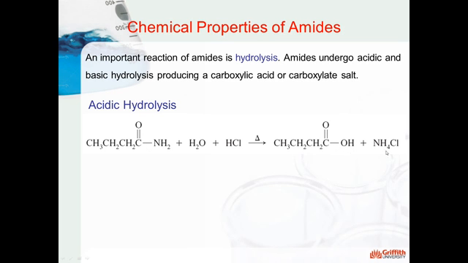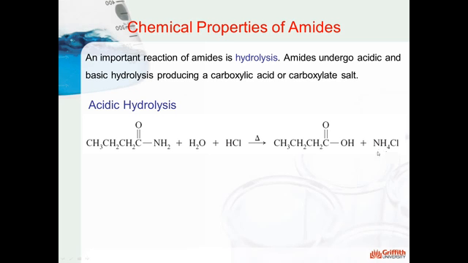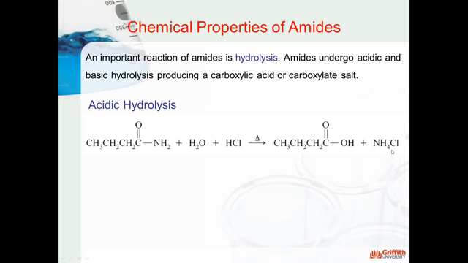This is like the reverse of the amide bond formation. We've got a carboxylic acid here, and then rather than an amine, this is just the salt of an amine. So this is the ammonium salt. In this case it is ammonium chloride because the acid we used was hydrochloric acid. So we've got a carboxylic acid and then the ammonium salt.